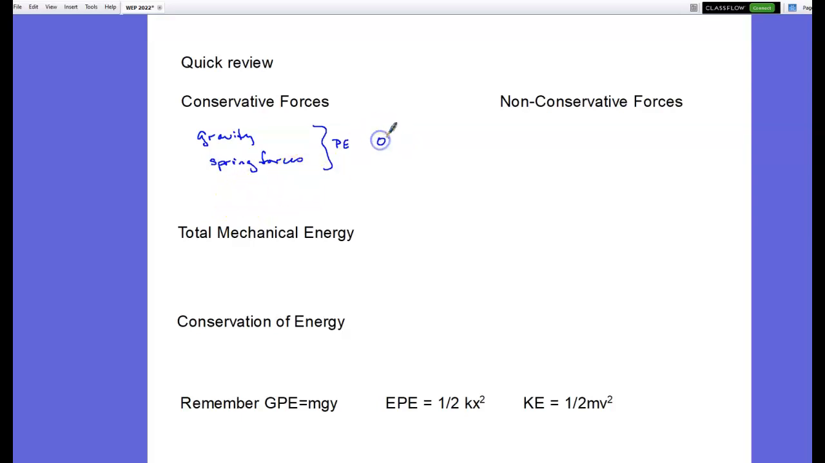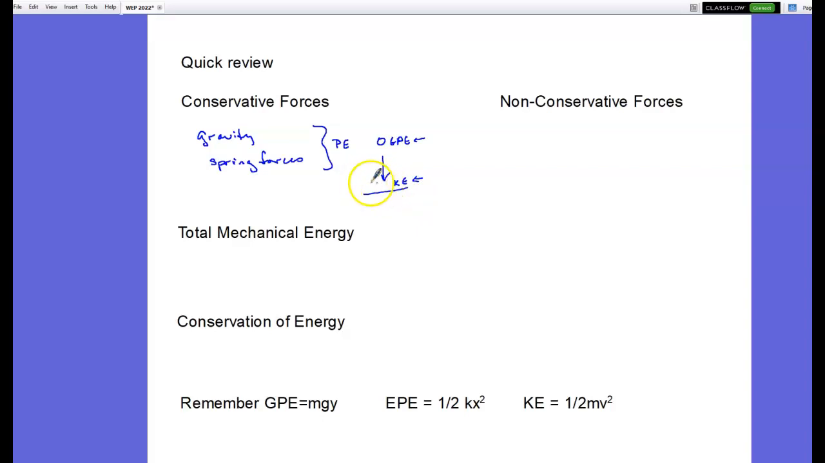So like if I have a ball and it's up here and it has gravitational potential energy and it falls, well, the earth is doing work, the gravitational force is doing work, and that gravitational potential energy is being changed into kinetic energy as the object falls. So from one kind of mechanical energy into another.